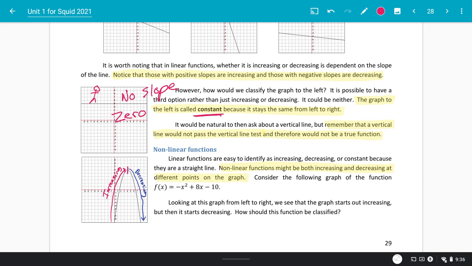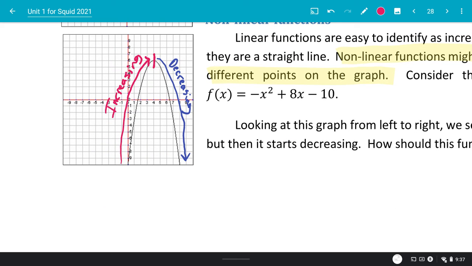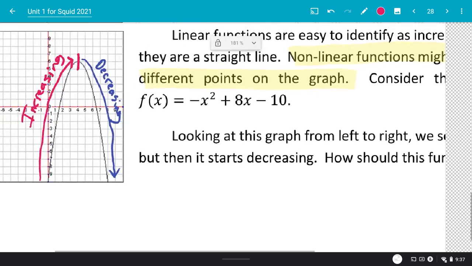However, nonlinear functions can be both increasing and decreasing. For example, look at this one, this parabola. It's increasing until it gets to the very top, and then it starts decreasing. We were going from left to right. Okay?